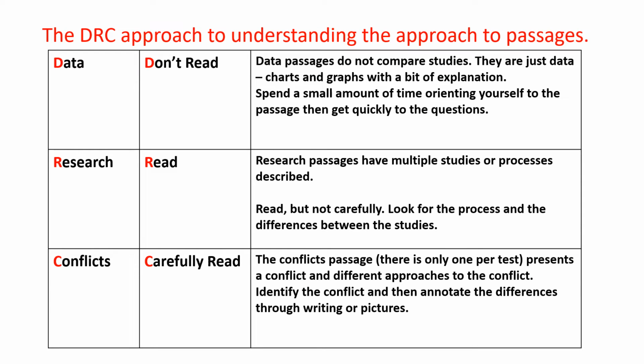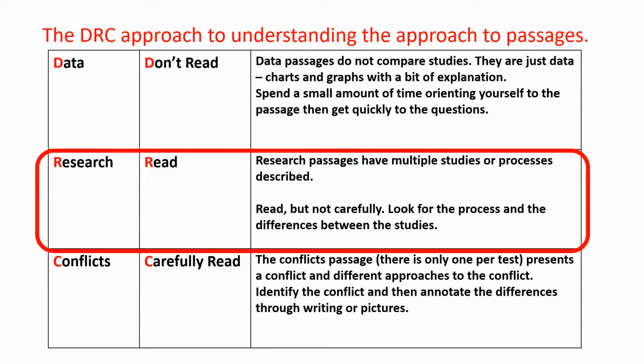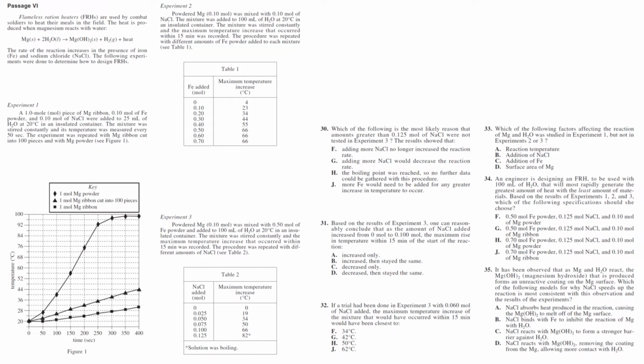For research passages in our DRC approach, we're going to read, but not carefully. We're just going to read lightly, skim the details, and look for the process and the differences between the studies. You want to quickly look at the passage, think 30 seconds to a minute, to understand the differences between the experiments.